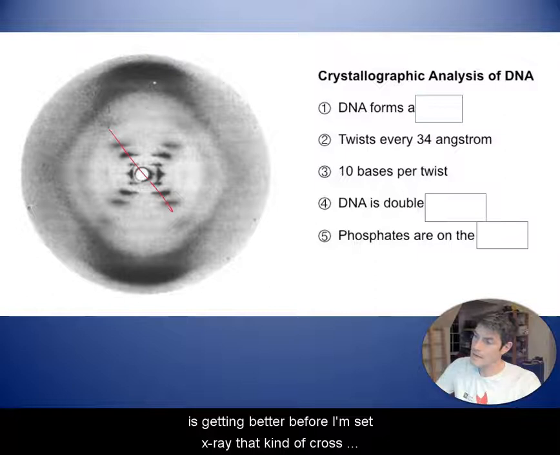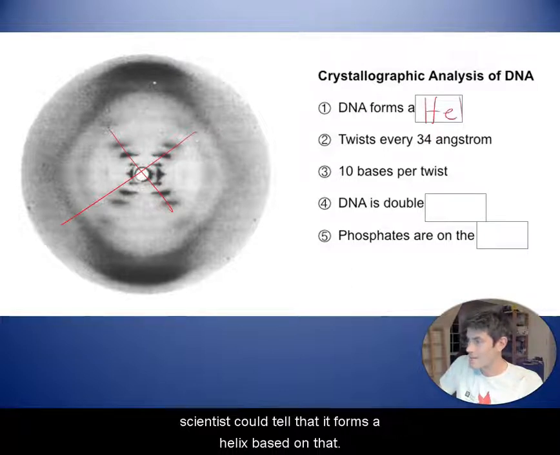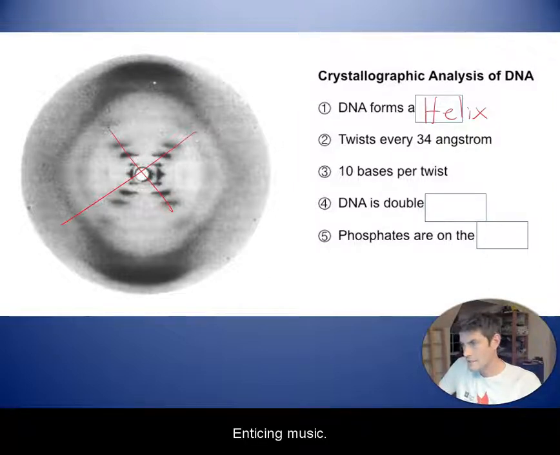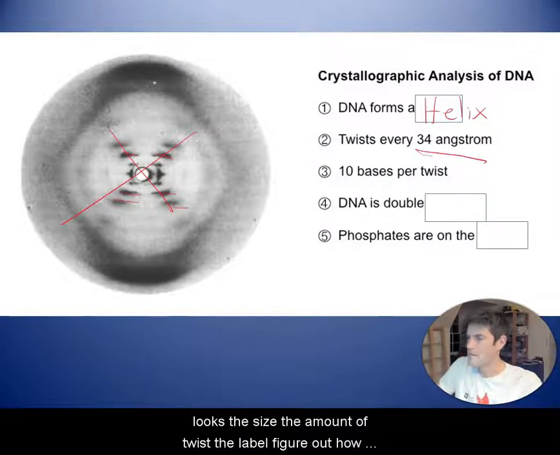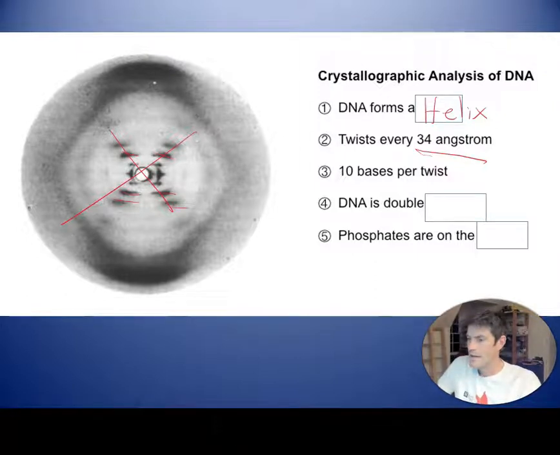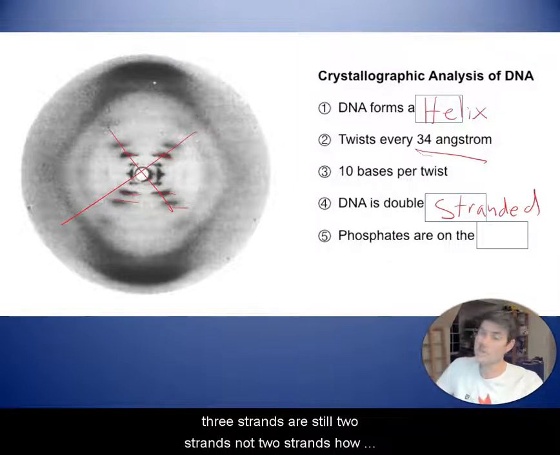But from that X-ray, that kind of cross pattern I mentioned before, scientists could tell that it forms a helix. You can kind of see these little dashes that indicate a helix. The size and the amount of twists they were able to figure out, how many bases per twist, and that it was double-stranded, because some people thought it may be 3 strands or still 2 strands.